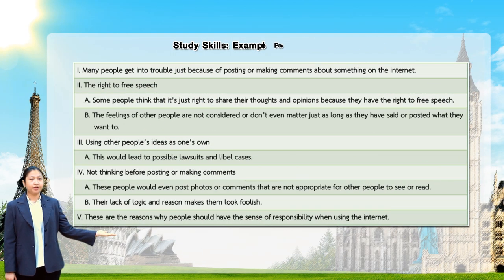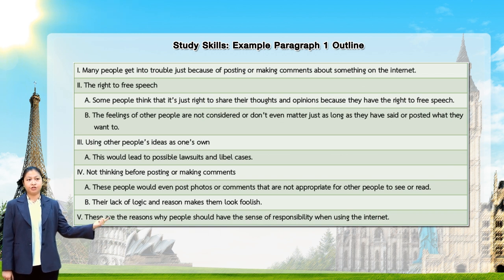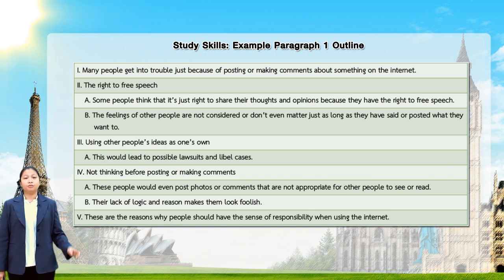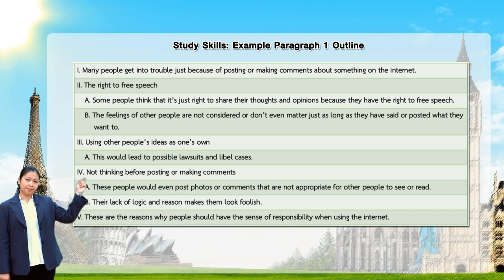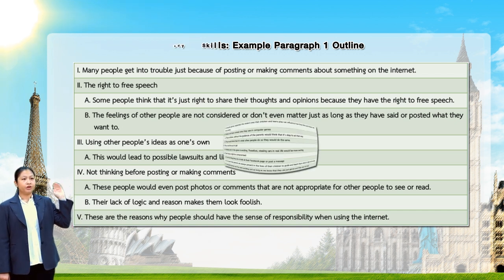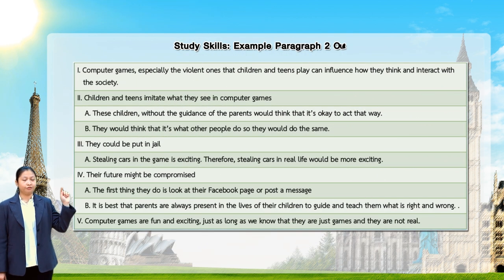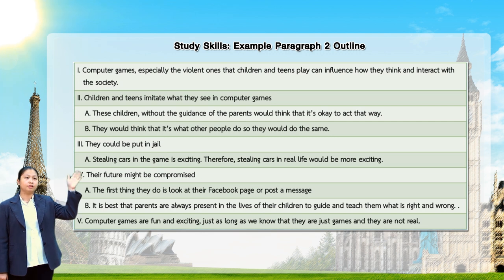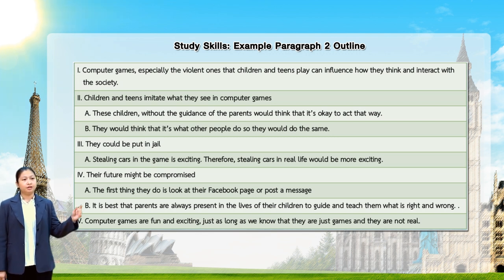This is an example outline for the paragraph that we just read a while ago. The Roman numerals represent the topic sentence, first, second, third point, and the concluding sentence. The letters, they represent the details for each main point. For example, the right to free speech. A and B are the details for the right to free speech.